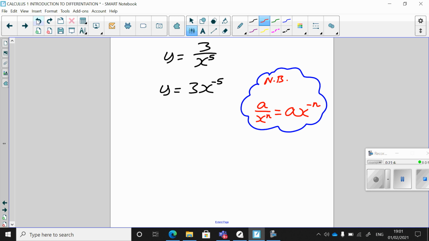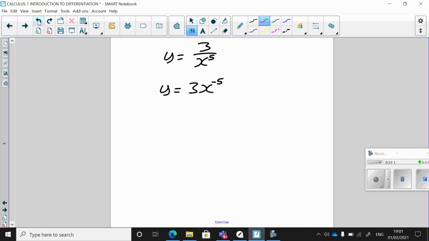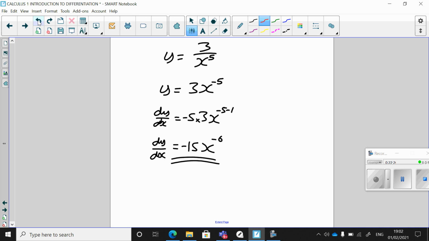That's fine. Okay. Now it looks like ax to the n. I know it says negative n in the little blue cloud, but that's just a bracket. Apply the rule. Bring the negative 5 down the front to multiply the 3, and remember to subtract 1 from the original power and then tidy up. Negative 5 times 3, negative 15. Negative 5 take away 1 is negative 6. That answer is absolutely perfect there. Leave it like that.